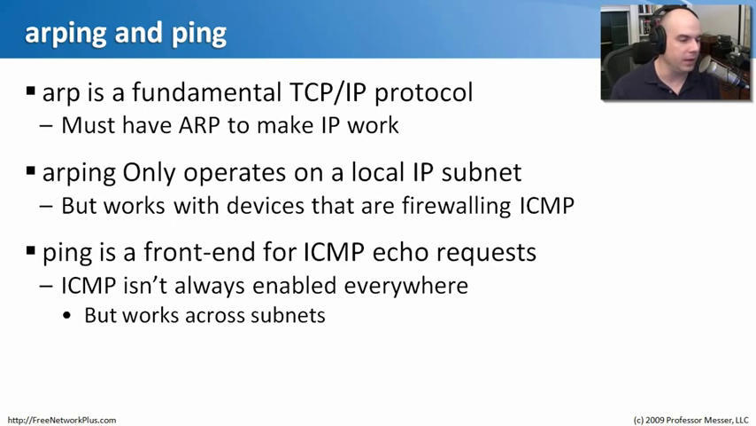Ping works a little bit differently. Ping is a front end for ICMP ECHO requests, and it can go out to other subnets. It doesn't just work on our local subnet. And the problem with ICMP, though, is that it isn't enabled everywhere. Some people will administratively turn off ICMP. Some people will make it so you cannot communicate via ICMP, but it works across subnets. So if you know you can ping a device, at least you can run some tests to that device. We've already done a couple of pings already, but let's do an ARP ping and a ping and see what the differences are.